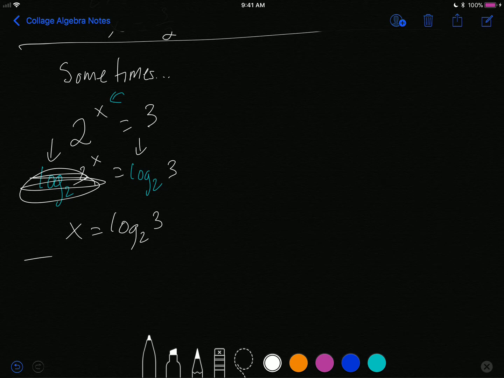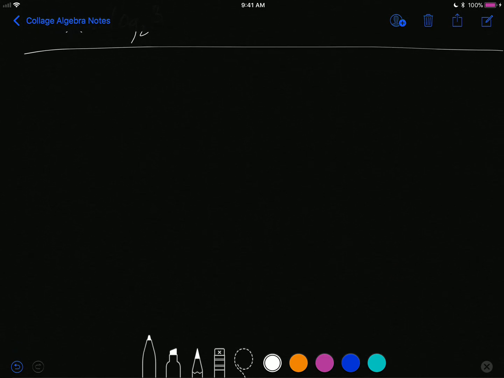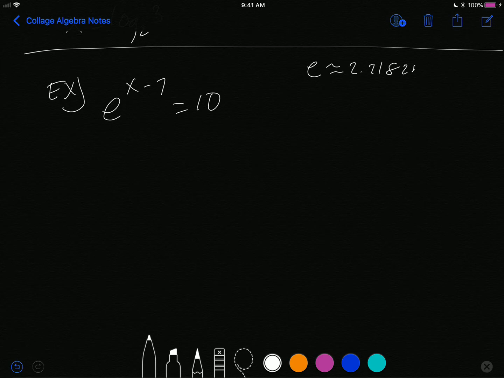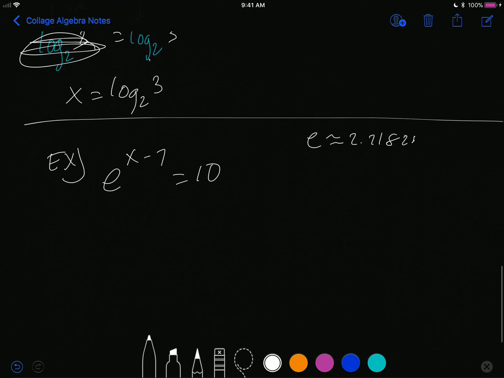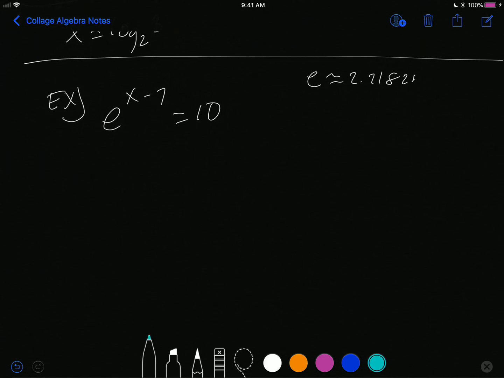Let's try another example where the bases are not the same. Let's say I have e raised to the x minus 7 is equal to 10. Again, remember, e is approximately 2.71828 and so on. E is just here to hold that value. But clearly I cannot make my bases the same, right? Just like in the previous example, I have to take the right log on both sides to simplify. In this case, the log I will take is the natural log. So I have e to the x minus 7 is equal to the ln of 10.